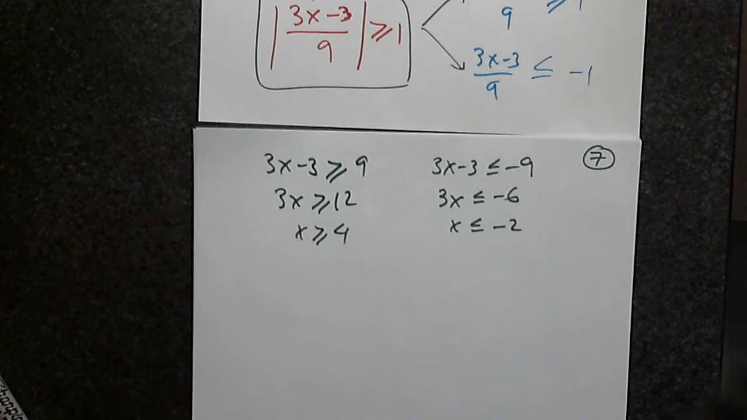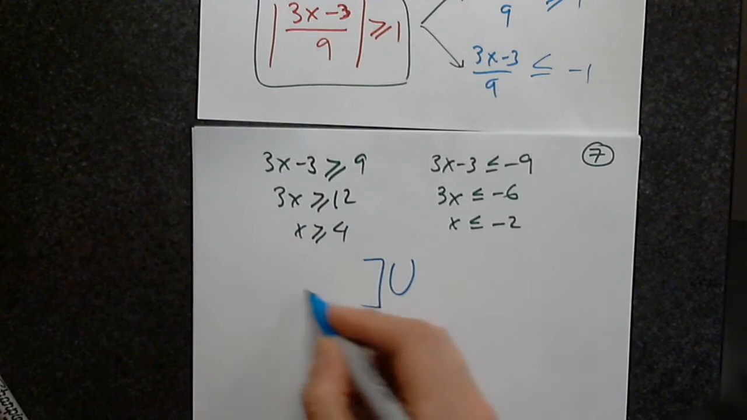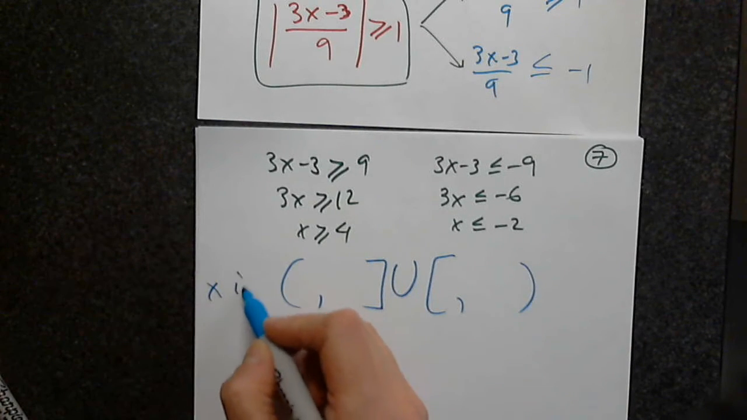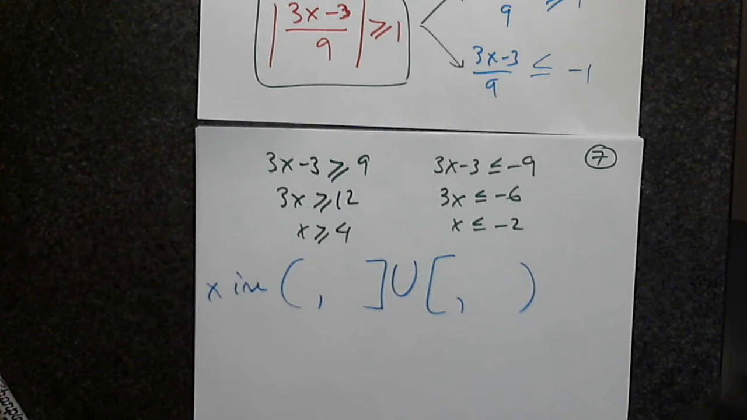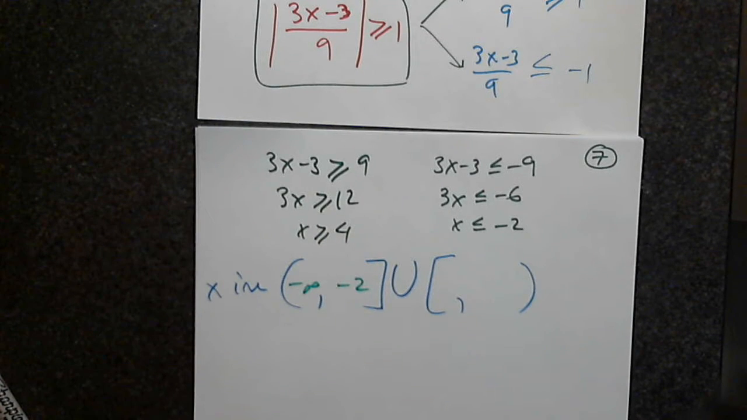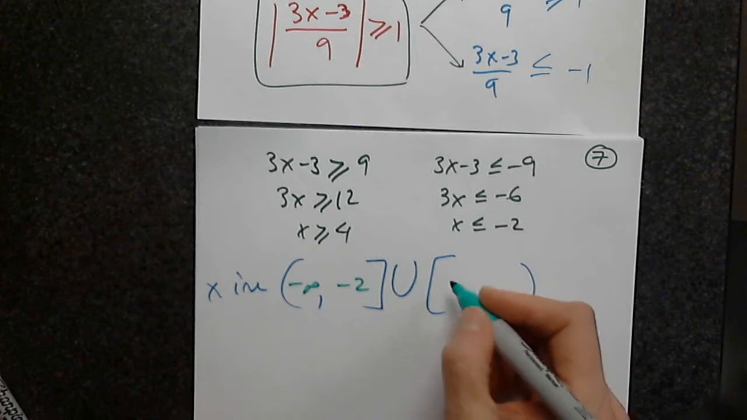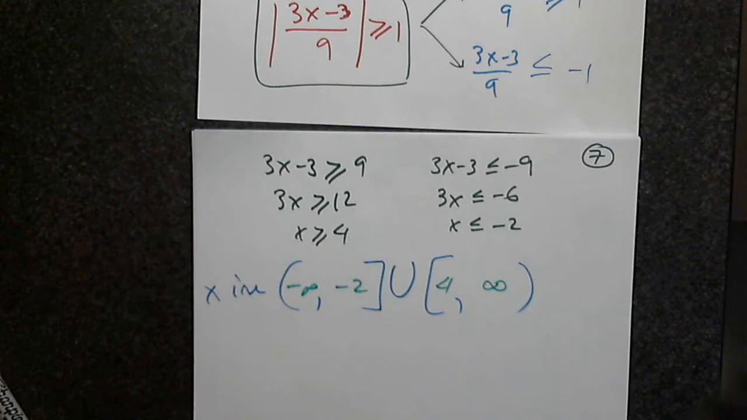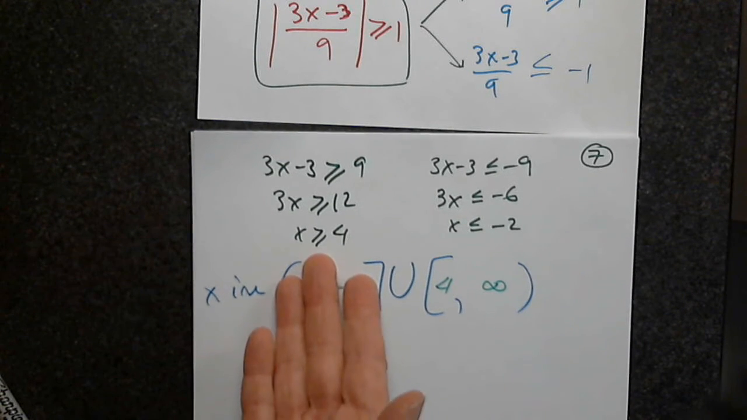Only now we're ready for the union. x in the interval. What goes in the first one? Excellent. 4. That's it. Less than or equal to -2 is this. Greater than or equal to 4 is this.